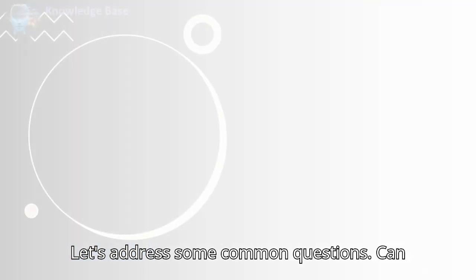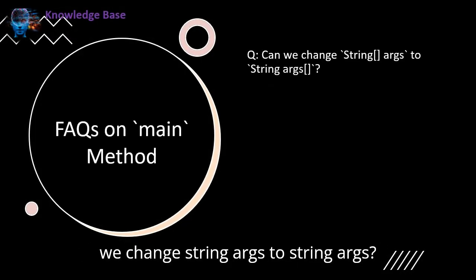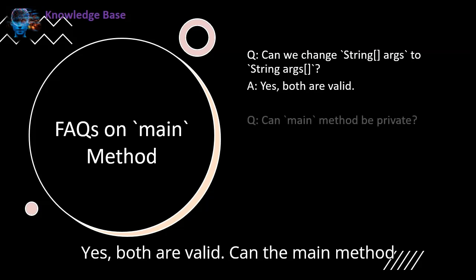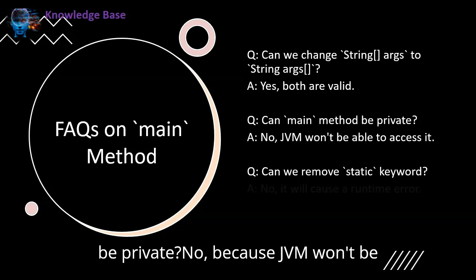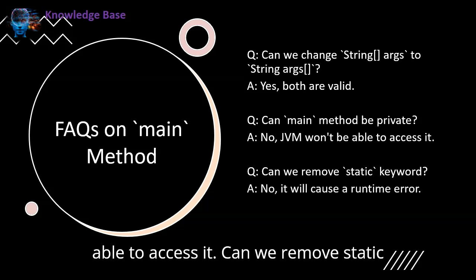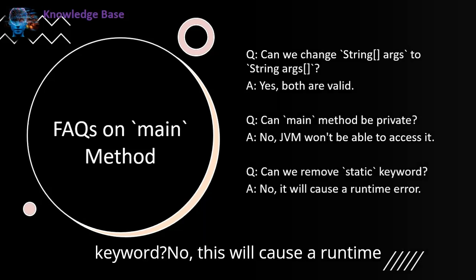Let's address some common questions. Can we change String[] args to String... args? Yes, both are valid. Can the main method be private? No, because JVM won't be able to access it. Can we remove static keyword? No, this will cause a runtime error.